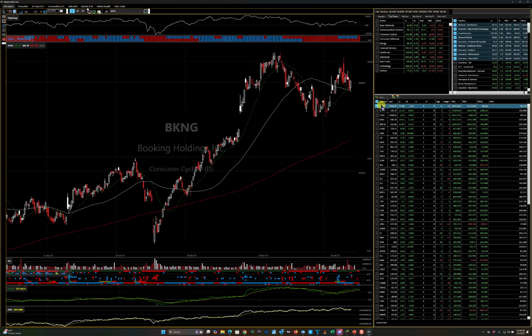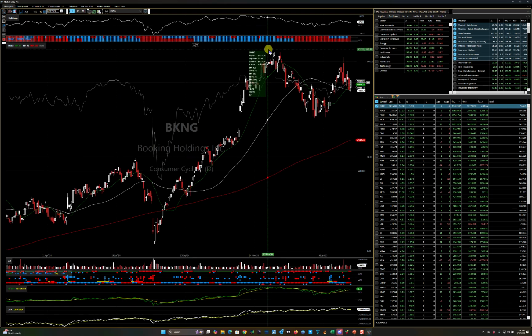Booking, so the travel stock, the old Priceline. Big pullback, sort of a cup and handle. Is it ready to give us a breakout? Here's Root again.